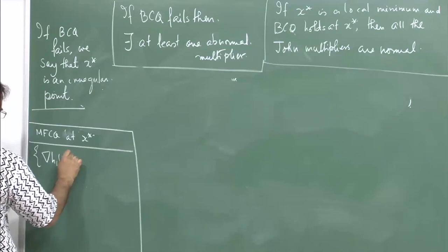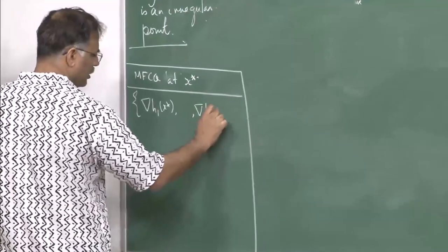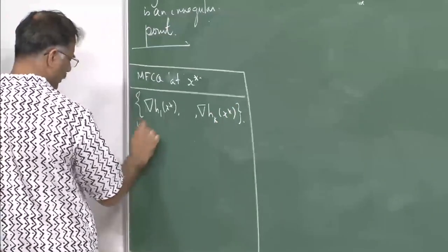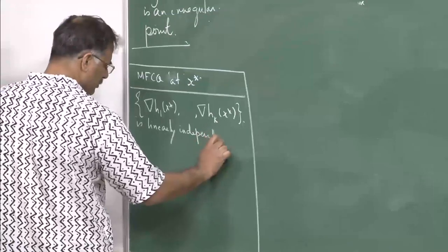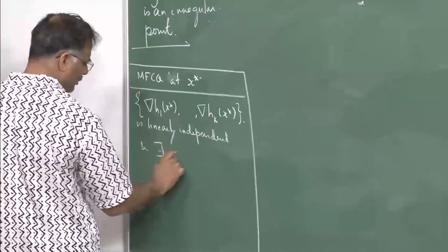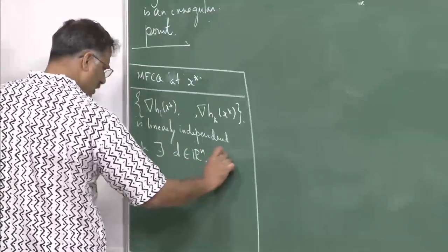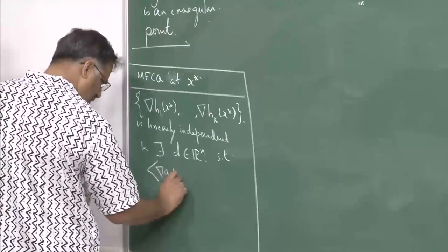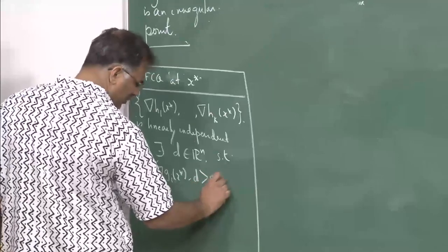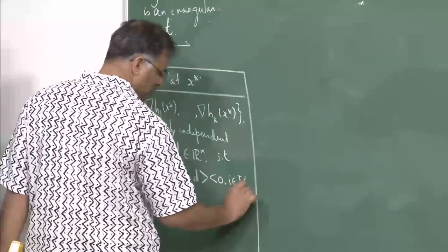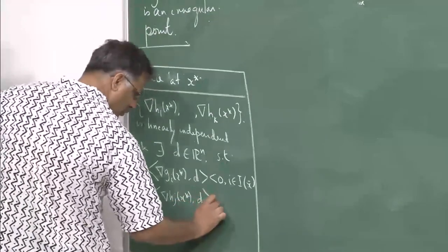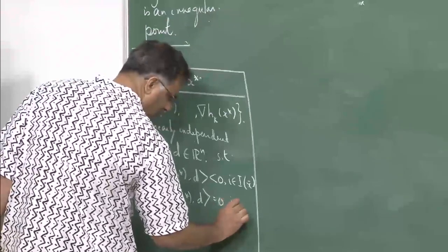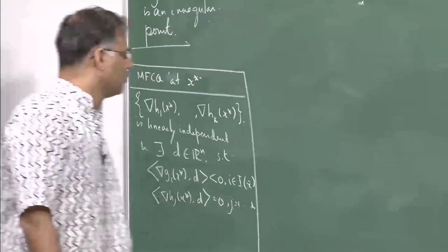grad h 1 x star, ..., grad h k x star is linearly independent, and there exists d element of R n such that grad of g I x star d ... So this is what we will have.